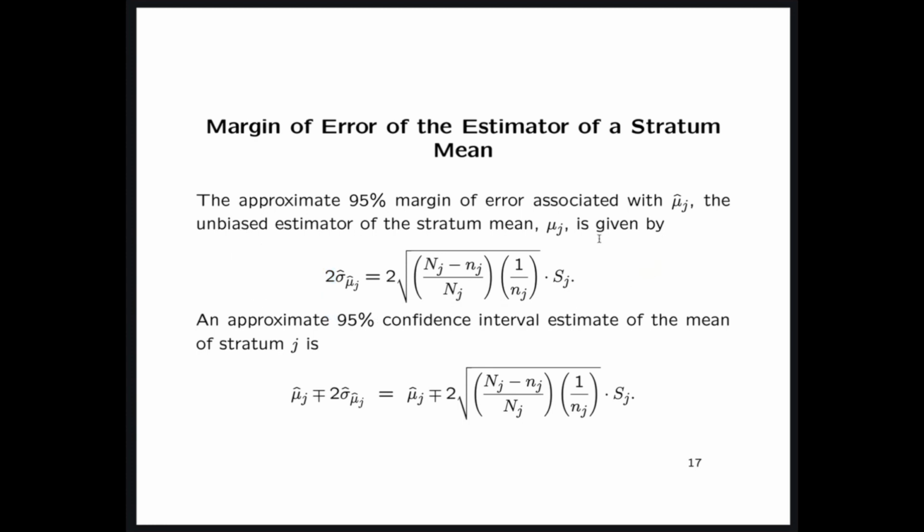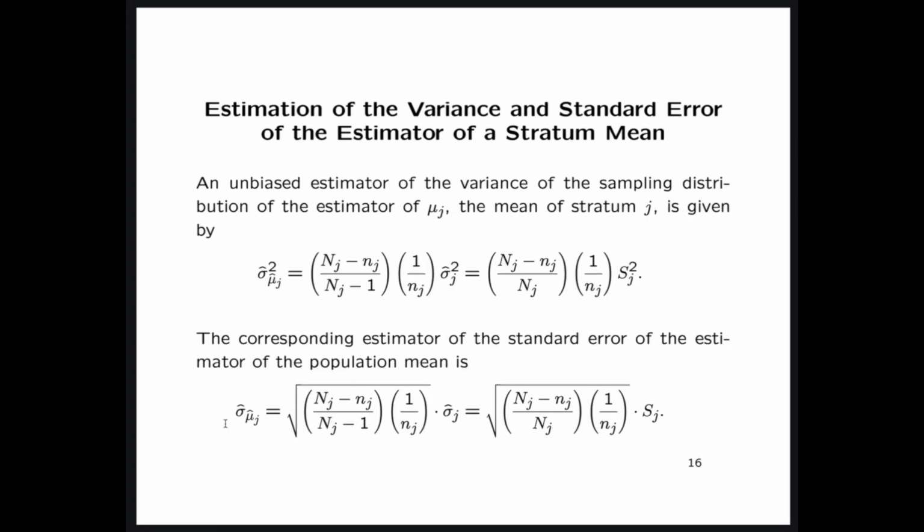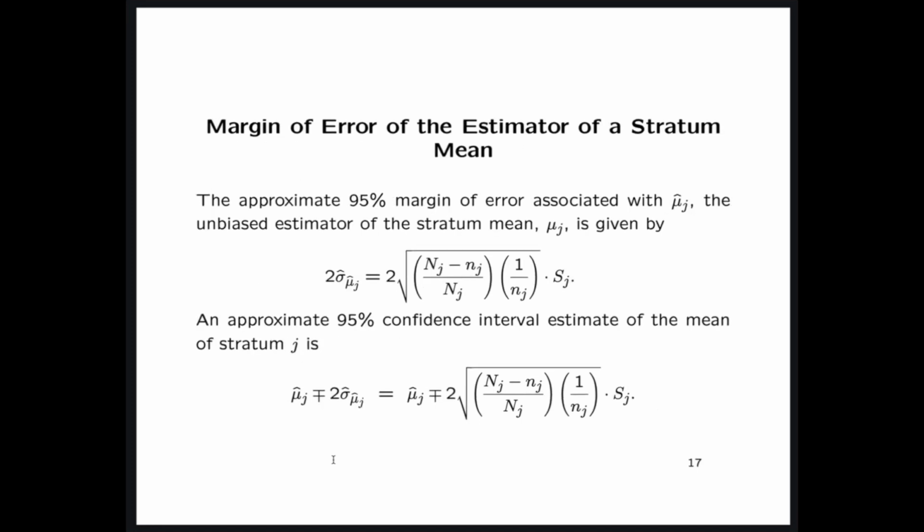And so what you can do is calculate the estimated standard error using either of those two formulas and then just multiply it by 2, and that will give you the estimated approximate 95% margin of error. Once we have the point estimate of mu sub j, that point estimate being mu hat sub j, and its estimated approximate margin of error, we just subtract that margin of error from mu hat sub j to get the lower end point of a confidence interval, and add that margin of error to the point estimate to get the upper end point.